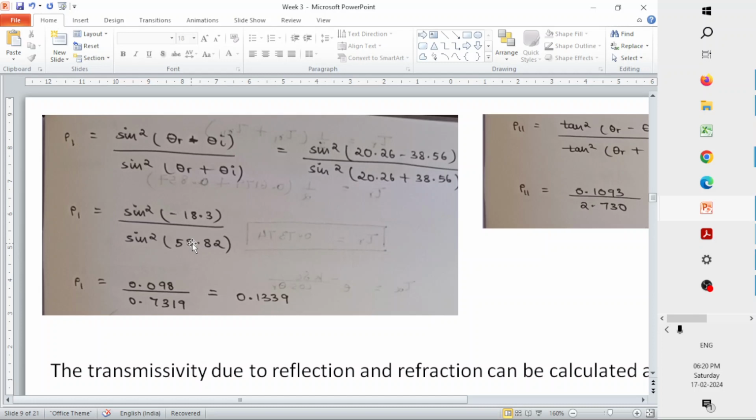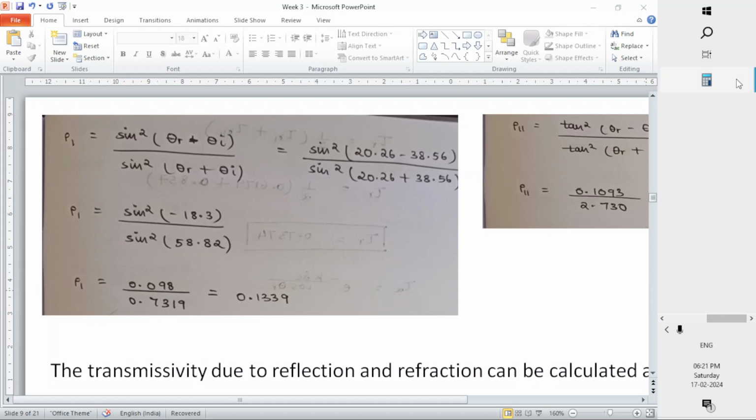So now you have to take the sine square. So sine square of minus 18.3. As I said, for a sine of a negative angle, it will be the negative of that sine angle. But since here there is a square, negative times negative will be a positive. So 0.098 divided by sine square 58.82, that is 0.7319.